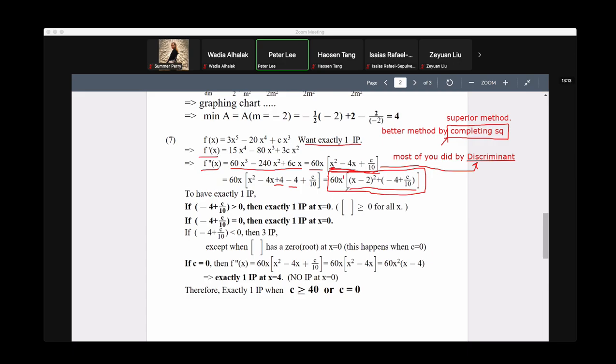So it looks like we have an inflection point right here. And because it's an odd power, we have an inflection.